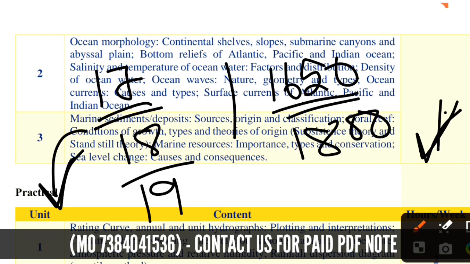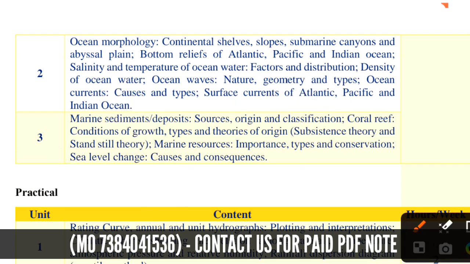Now let us move to unit 2. Unit 2, oceanography. Unit 2 is mainly based on oceanography. The first topic is ocean morphology. Ocean morphology means the study of the shape and different features of the ocean floor.